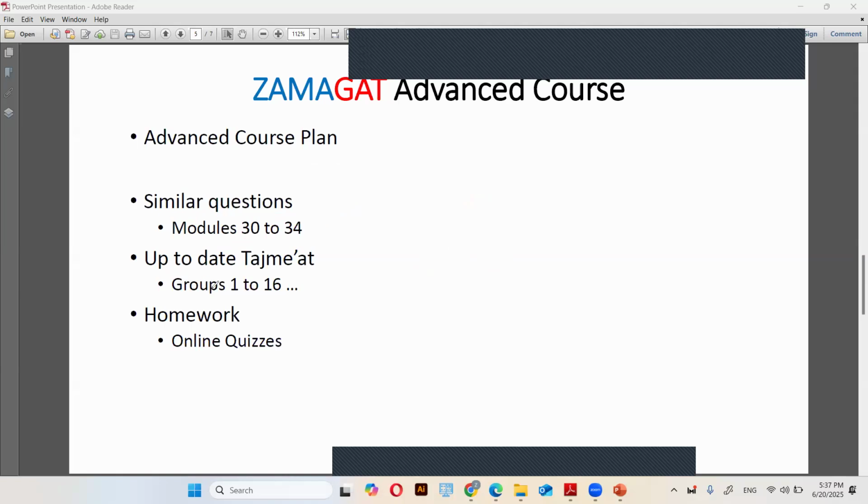Now, for the students who are saying that the book does not have the up-to-date Tajmi'at, what I did in this course, till now, is I just made groups of Tajmi'at that I saw in Telegram groups and teachers' PDFs that are said to be in Tajmi'at, and made them into groups from 1 to 16 up to now. Maybe I will make more groups. Everyone is saying that this question came, this question came. I look at the book and I find it in the book. That's why till now there is no third edition.